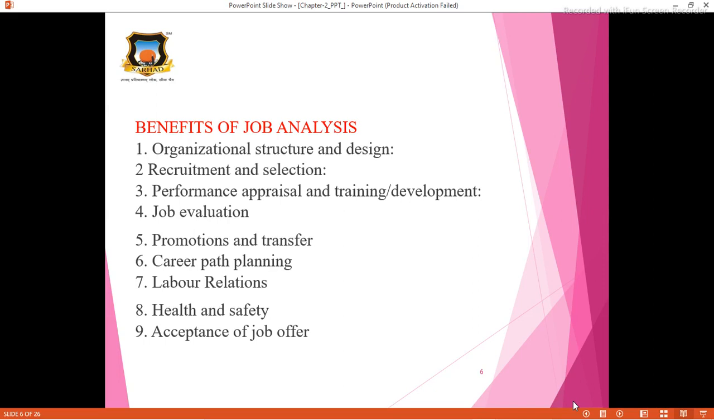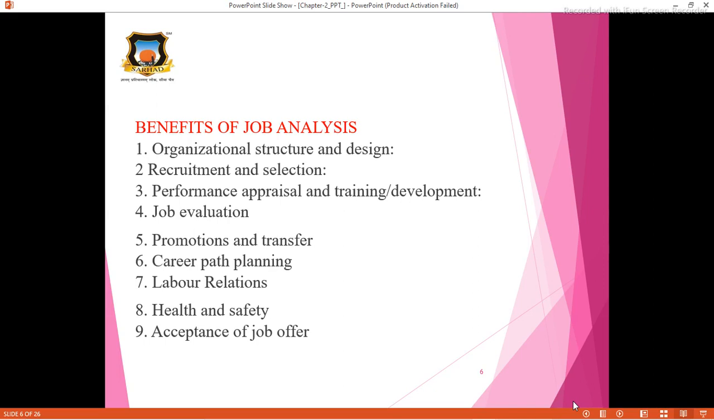The next is performance appraisal and training and development. Based on the job requirements identified in the job analysis, the company decides on training programs. The next is job evaluation. Job evaluation refers to studying in detail the job performance by all the individuals.